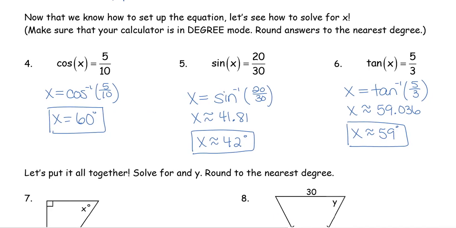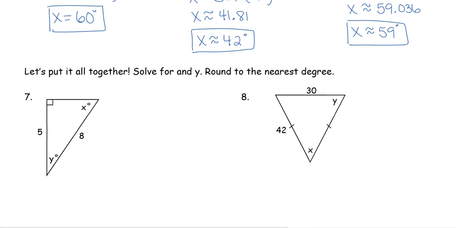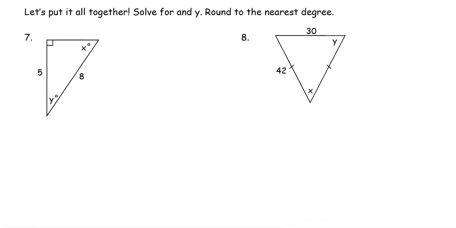So let's look at the next section. Putting it all together, we're going to write our equations and we're going to solve them. For the first one, it doesn't matter which one we solve for first, so let's just pick x. If x is my reference angle, 5, the side I'm given, is opposite, and 8 that I'm given is the hypotenuse. I think about the relationship between those pieces.